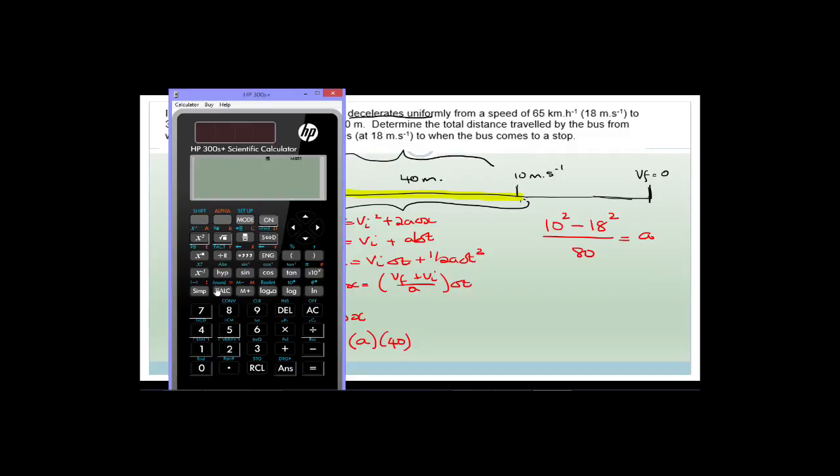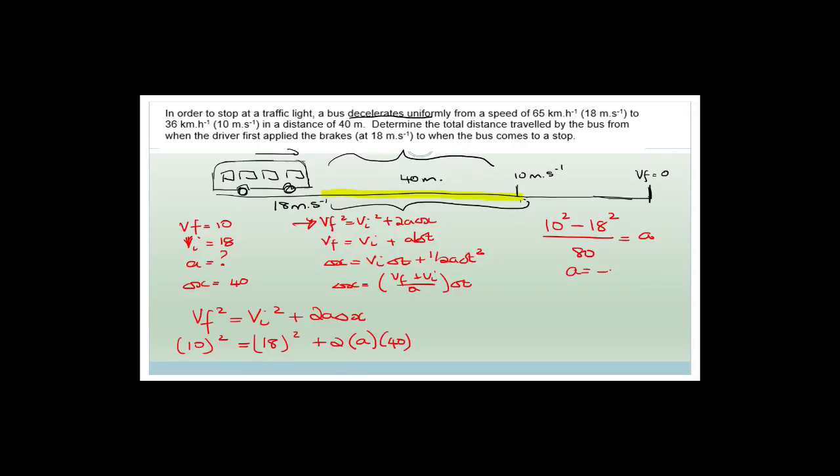Let's clear it and let's put a fraction in, and we're going to go 10 squared minus 18 squared, all divided by 80, equals negative 14 over 5, but remember we science students, we don't like these fractions, so it's minus 2.8, so acceleration equals negative 2.8 meters per second squared. Right, so that's acceleration that it used as it was going from here to here.